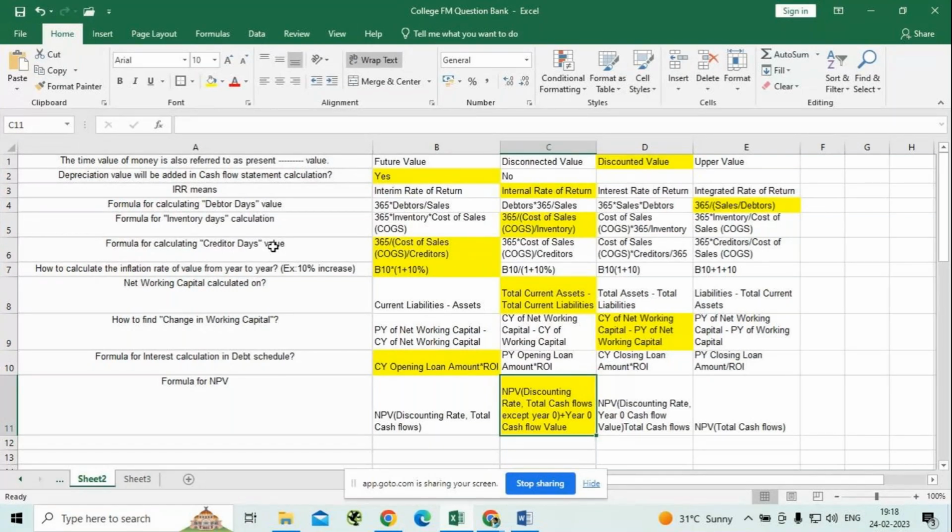Then in one of the questions when we were doing it, we saw the value of change in working capital. For any change, there is a common formula we apply. It is the current year's value. Here we have taken it as working capital, so current year's net working capital minus the previous year's net working capital in the same balance sheet.